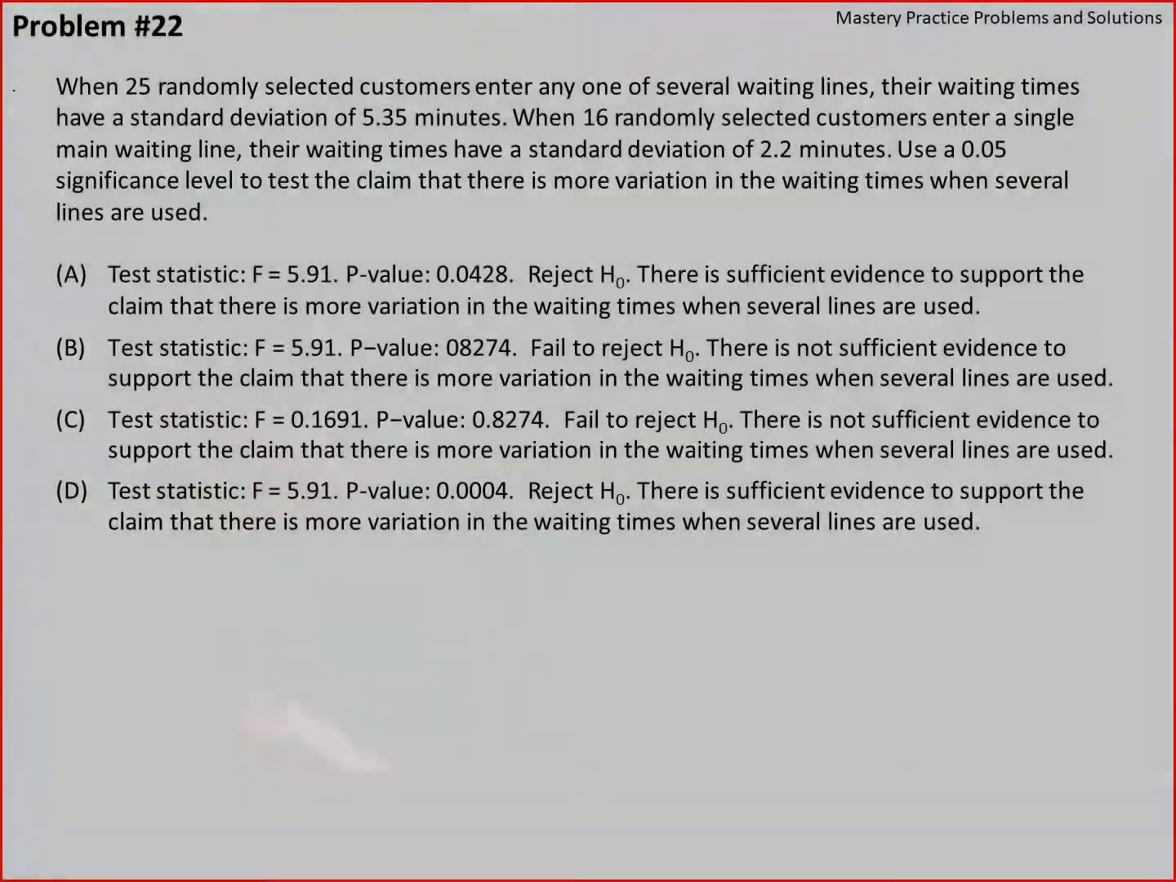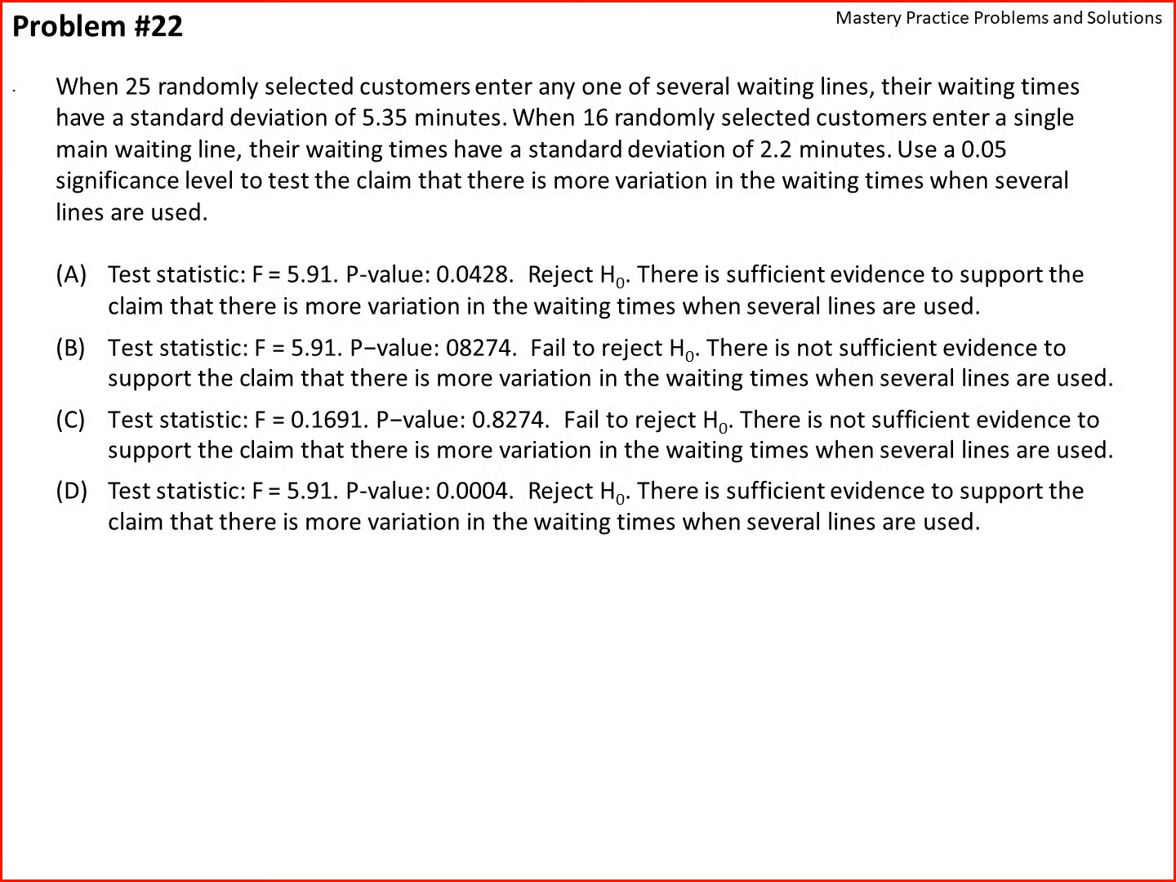All right, on to problem 22, I believe. This problem says, let me read the scenario. It says when 25 randomly selected customers enter one of several waiting lines, their waiting times have a standard deviation of 5.35 minutes. When 16 randomly selected customers enter a single main waiting line, their waiting times have a standard deviation of 2.2 minutes. Use a 0.05 significance level to test the claim that there is more variation in the waiting times when several lines are used.